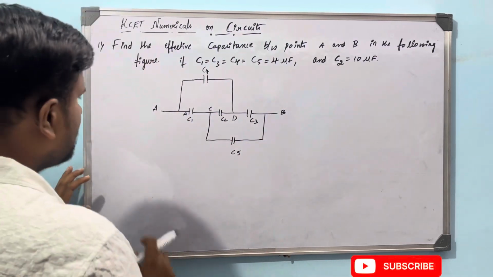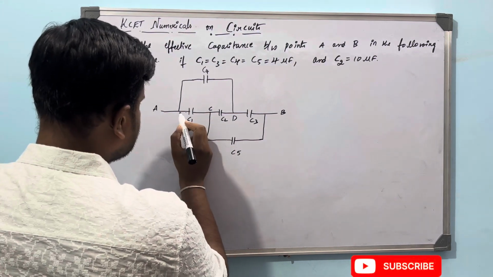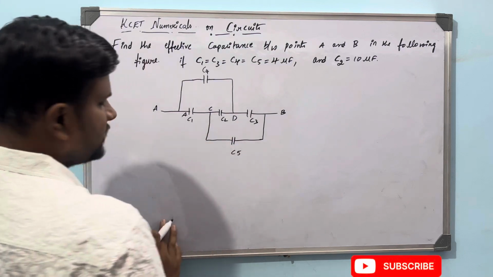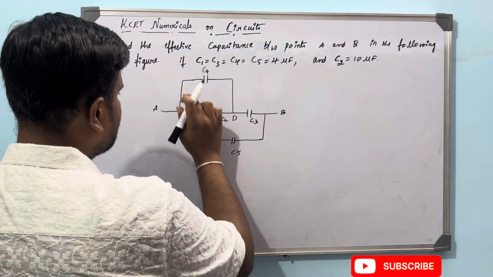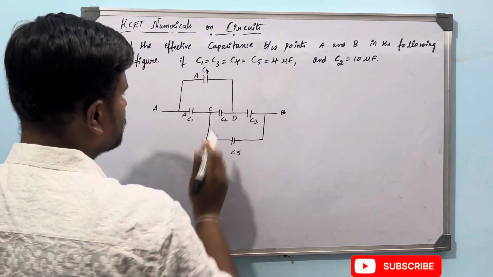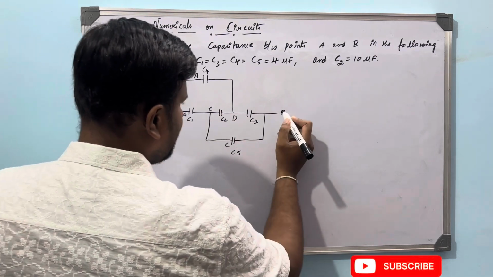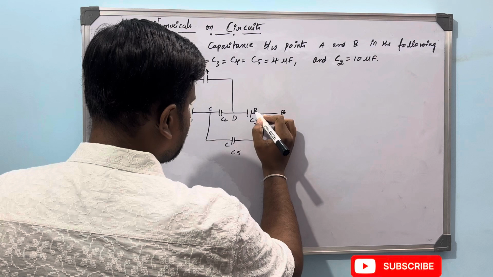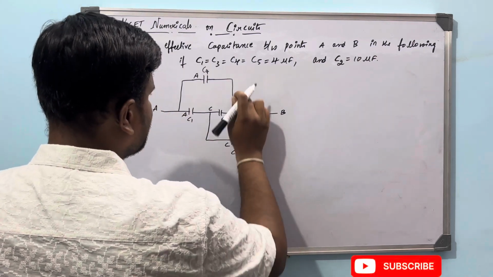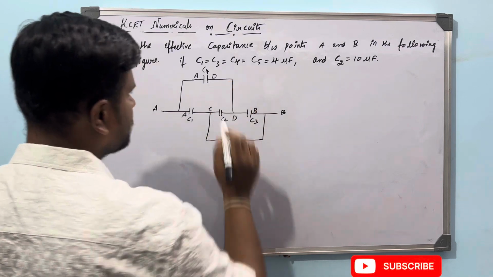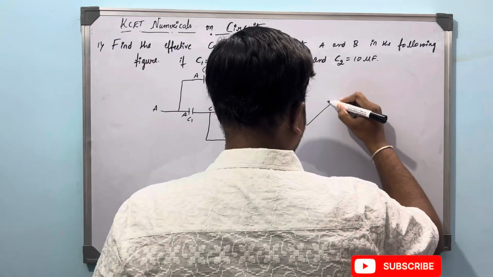See here, where a capacitance is connected to one wire, that point is A, and this is connected to another wire, so here also it is A. Similarly, if this point is C, then this point is also C. If this is B, this point is also B, and this is connected to this wire, so that point is D. Now this is in the form of a Wheatstone bridge.